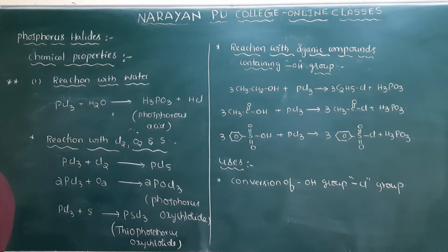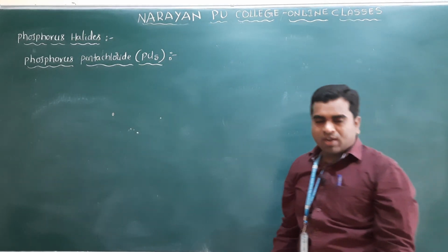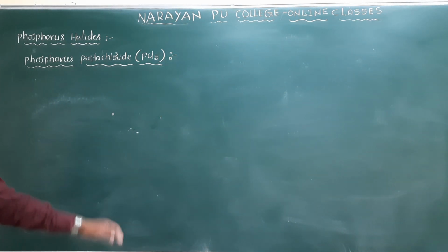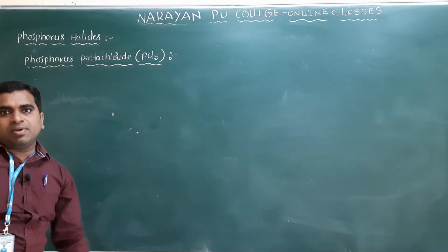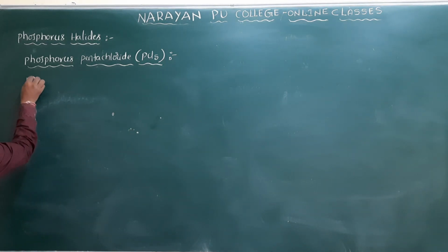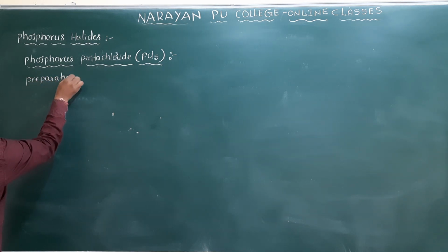So this is about phosphorus trichloride. Phosphorus trichloride we have already completed, and the next one is phosphorus pentachloride. Pentachloride, what is the formula? PCl5. First, as usual, we will discuss the preparation methods.